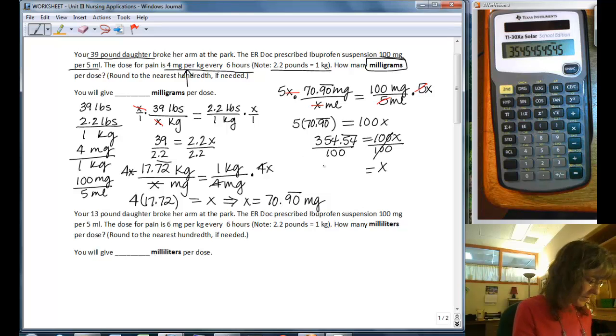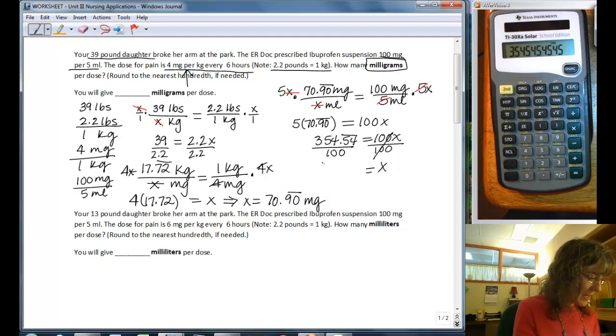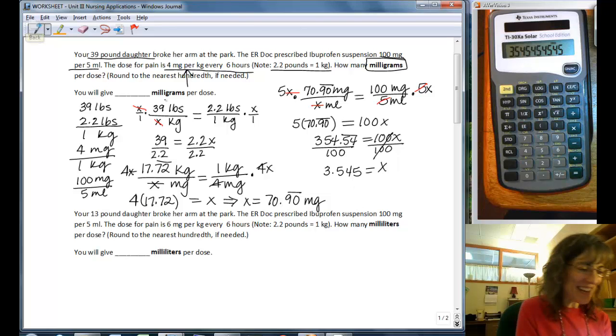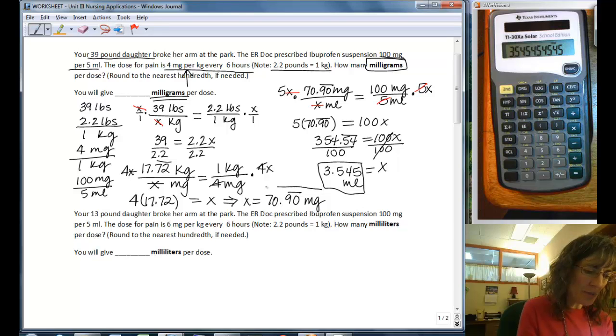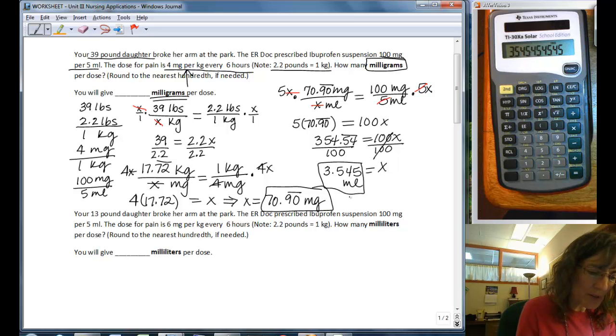and I have, it's still sitting on my calculator, so divide by 100, and I have 3.545, and it says round to the nearest hundredth. I went way too far. I can see it now. It's asking for milligrams per dose. I found milliliters here and milligrams here. I need the milligrams one, so I'm going to write it out so I can figure out the rounding.